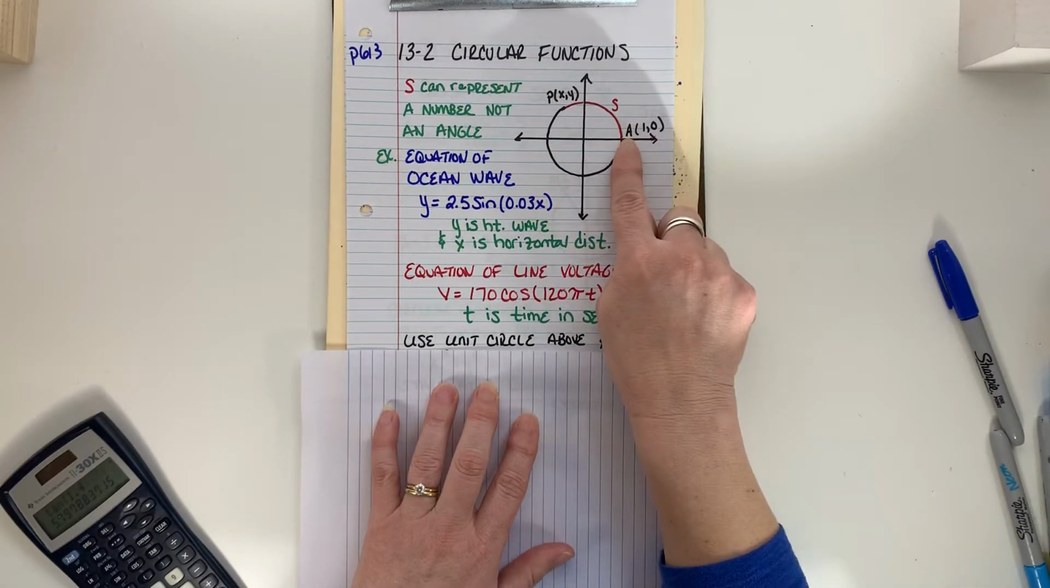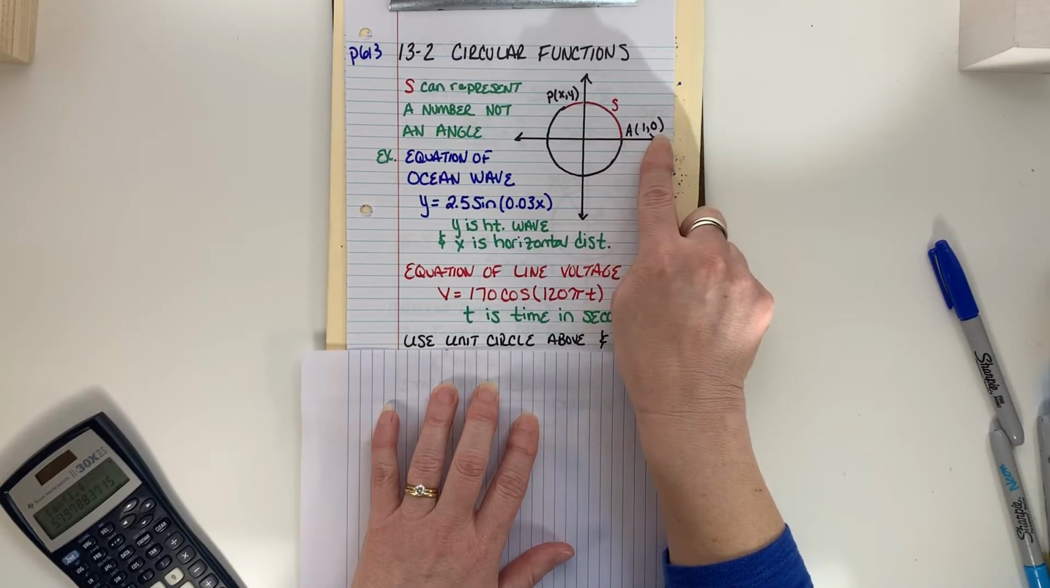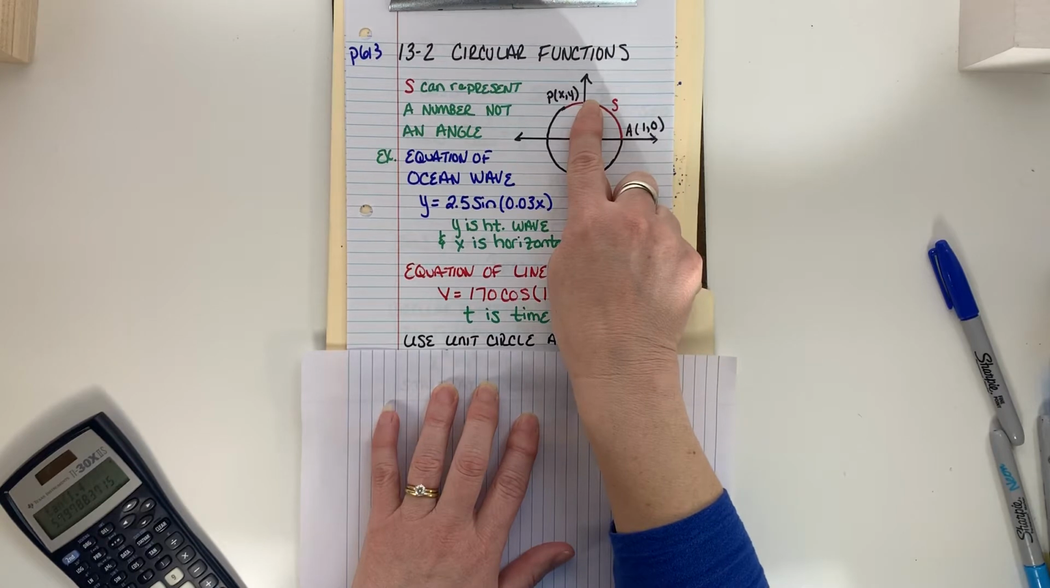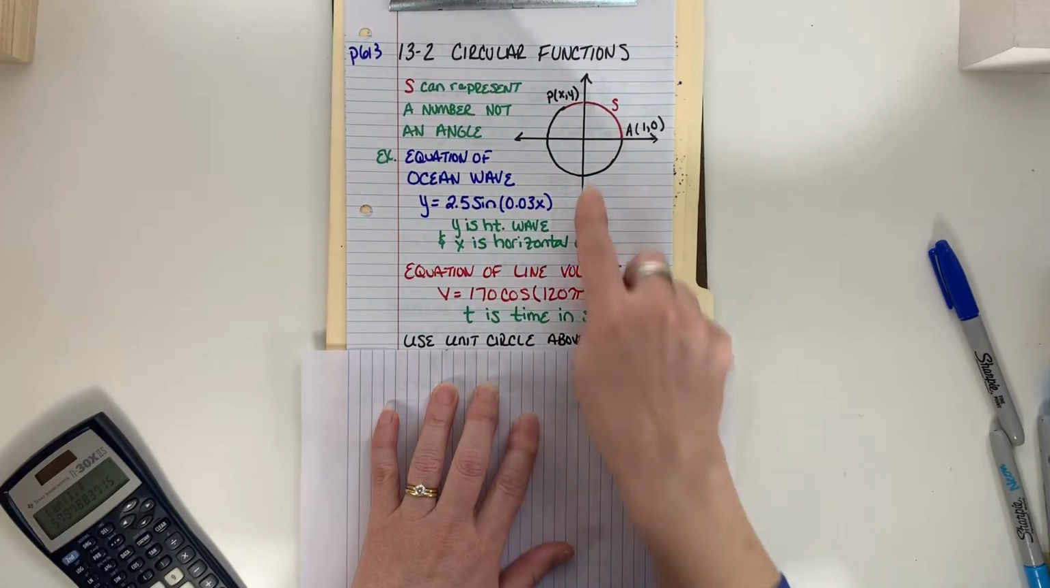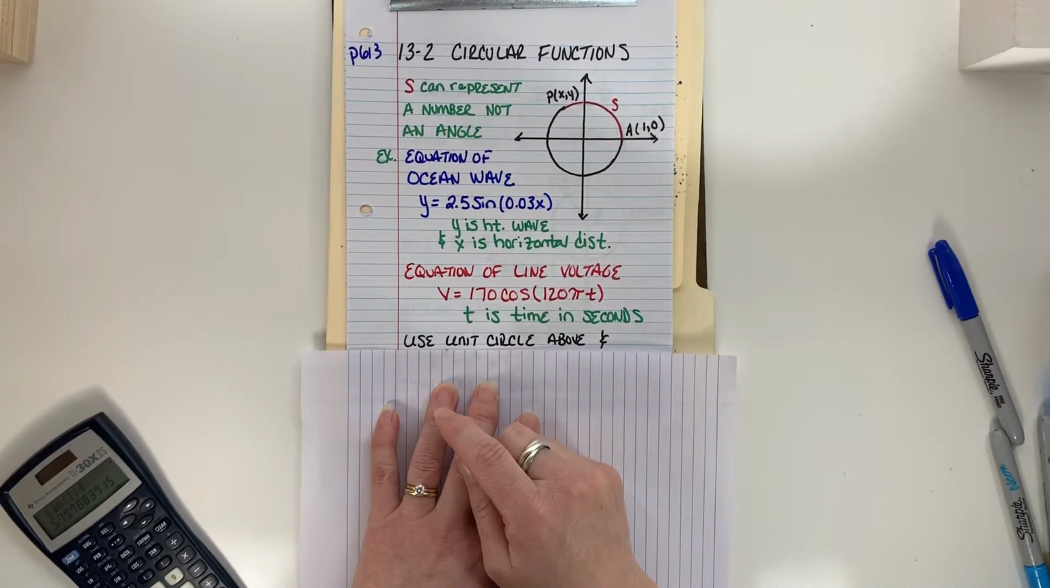Now, the unit circle comes from the fact that this is the point x is equal to 1, y is equal to 0. This is the point y is equal to 1, x is equal to 0, negative 1, 0, and so forth, all the way around. That's what they mean by the unit circle. And you're going to learn much more about the unit circle in pre-calc, okay?